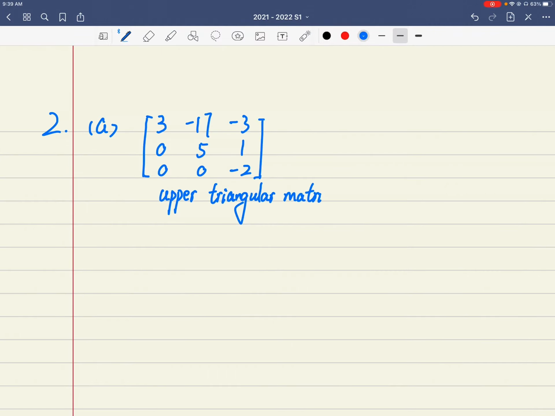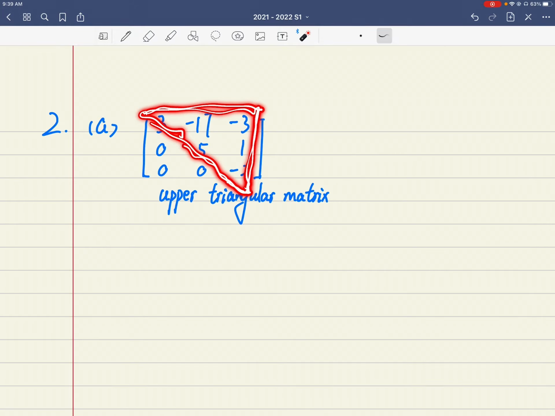So what does that look like? Upper triangular, you draw this upper triangle. Whatever is in this upper triangle, I don't care. But whatever is outside this upper triangle must be zero. That's called an upper triangular matrix, and you draw this upper triangle including the diagonal entries.